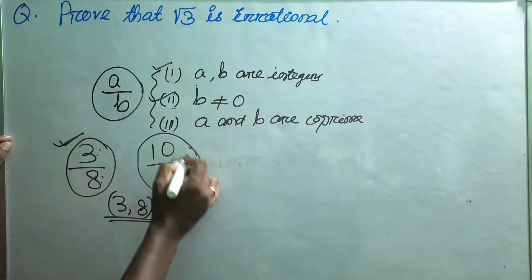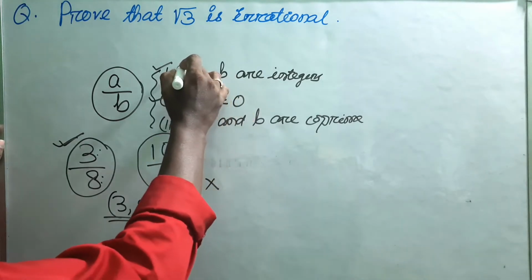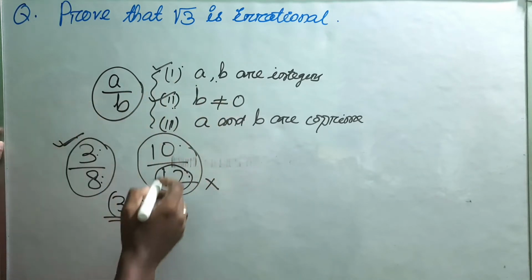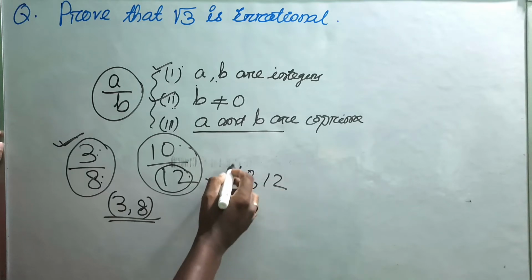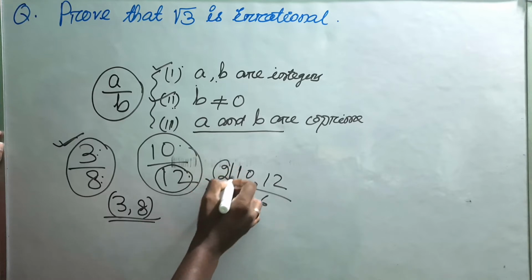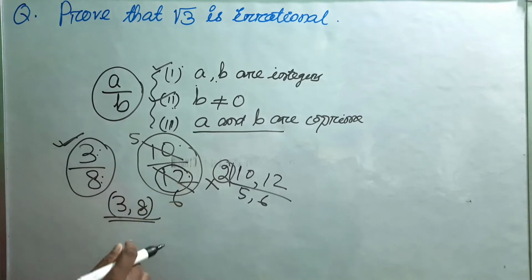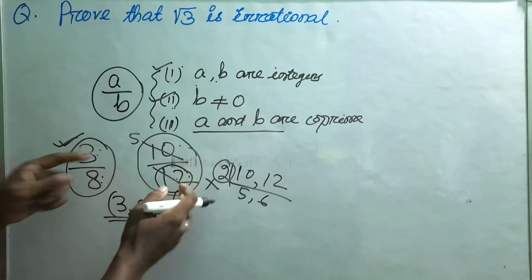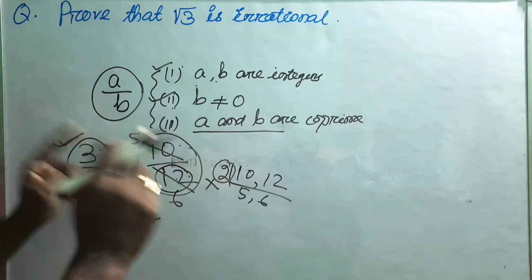But this one is not a rational number. Why? Look here, 10 and 12 both are integers, so this condition is satisfied. B not equal to 0, here b is not equal to 0, that is also satisfied. But for the third condition, 10 and 12 both are divisible by 2. Their HCF is 2, meaning they are divisible by 2, and we get 5 and 6. So, these two numbers have the common factor 2. That is why they are not co-prime, and so 10 by 12 cannot be called a rational number.